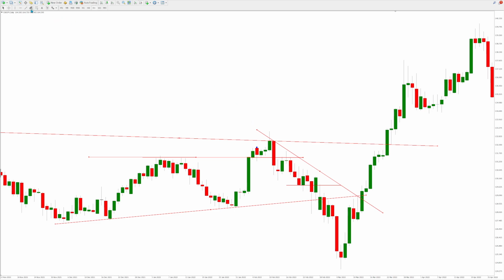I'm even seeing here, this was a good level of support. You can see it's tested multiple times. And we had the breakout and it held up as a resistance level as well. So you could have always entered on that pullback or on the breakout down here. There's many ways you could have got in here.